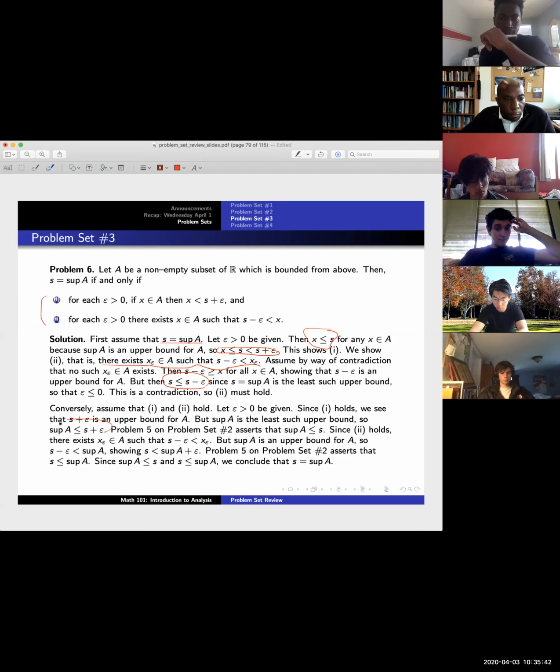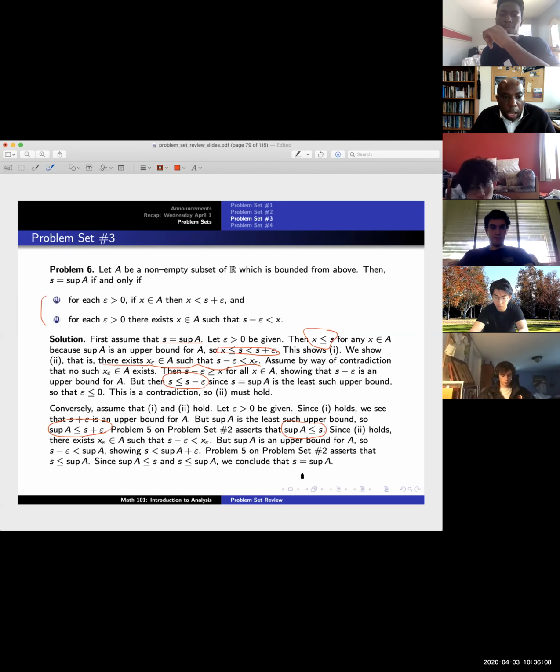First of all, from the first statement, from 1, if x is less than S plus epsilon, then the supremum of A is less than or equal to S plus epsilon. But we just worked out on the last problem set that if this is true for every epsilon, then the supremum has to be less than or equal to S.